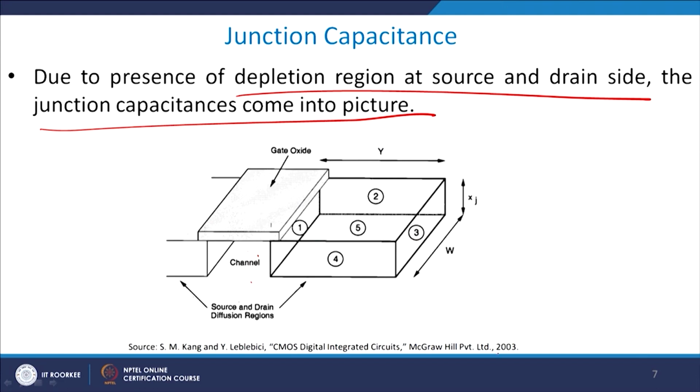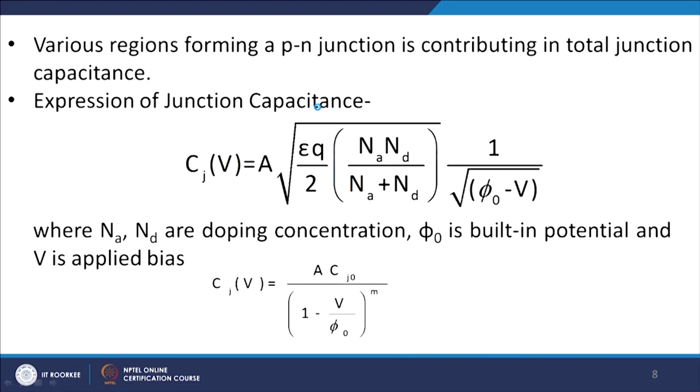So, if you look very carefully, this is the source and this is the drain diffusion region, and you have a gate region here, and so you will have a depletion region somewhere here and a depletion region somewhere here. This will give rise to a junction capacitance. Of course, it is basically a PN junction which is formed, a PN junction depletion region, right.